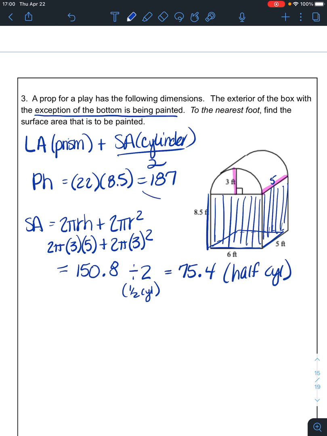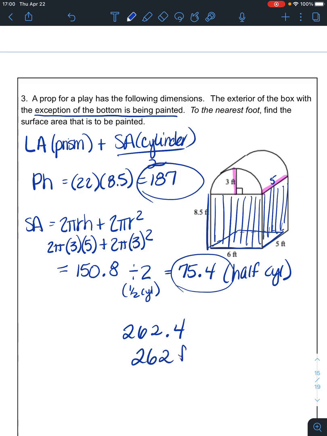So now I can take the lateral area of the prism, and I can take the half cylinder and add those together. And I get that the area that we are going to paint is 262.4. This is round to the nearest foot that needs to be painted. So we're going to round to 262 feet squared to paint. Round to the nearest foot. Okay, so you have to pay attention to what's going to be painted.